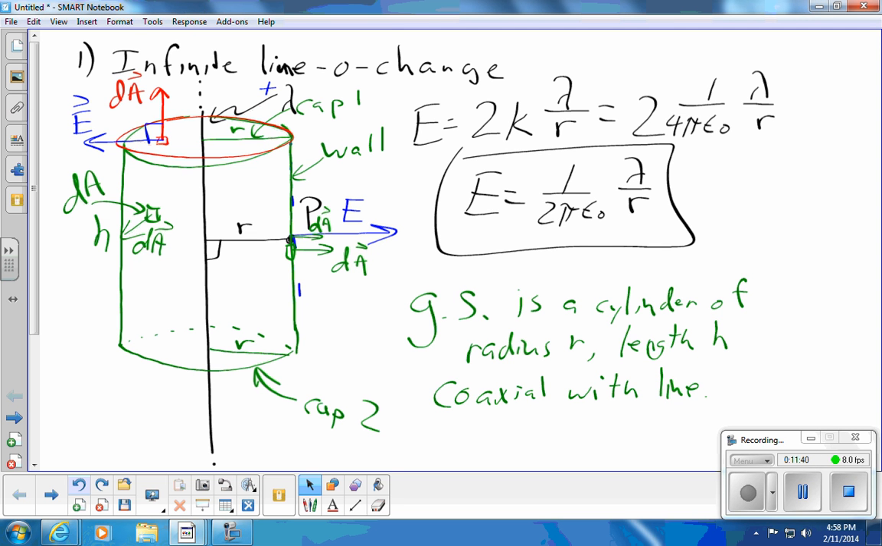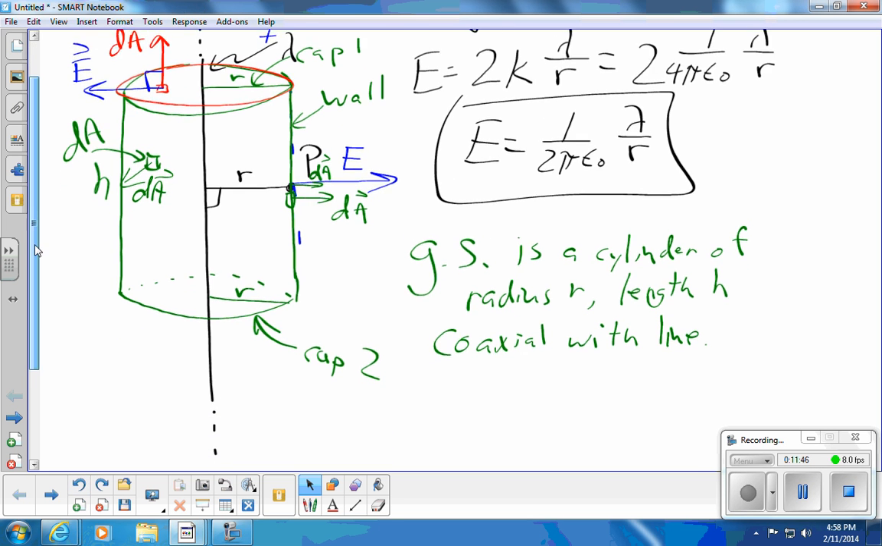Okay, I know we've been going on for a little while, but I want us to understand the choice of Gaussian surface. And again, you're just going to get in the habit of choosing the right ones. I want you to know why.